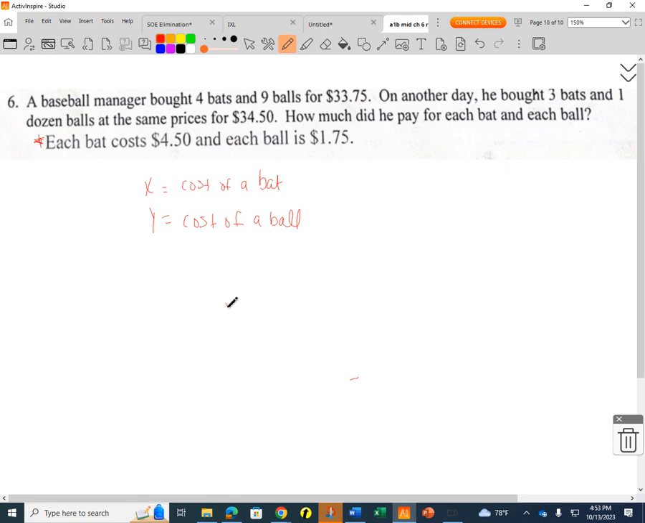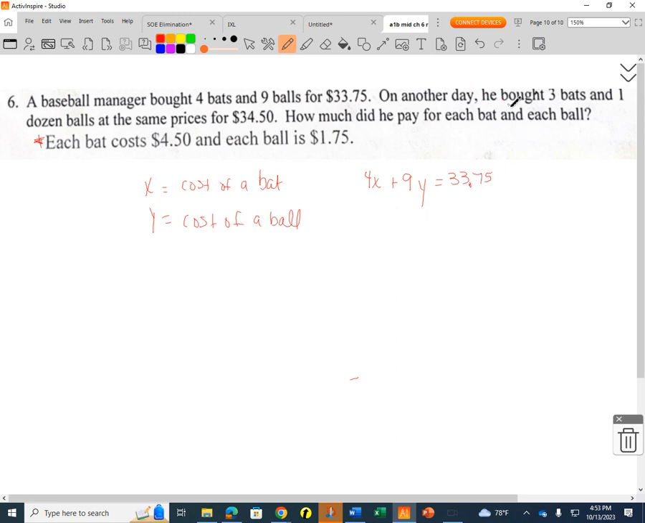Okay, so now we know we need 2 equations. Each equation is usually in the same sentence. So a baseball manager bought 4 bats and 9 balls for $33.75. This sentence we can translate into an equation. You have 4 times the cost of a bat plus 9 times the cost of the ball equals $33.75.